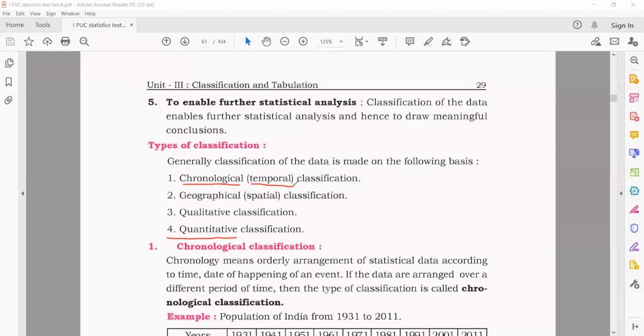So you could have crime rates over the past 10 years, or past 10 days, or past 10 months. That is an example of chronological classification. This is also called temporal classification.